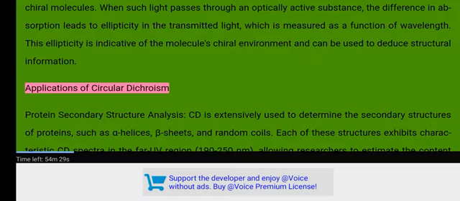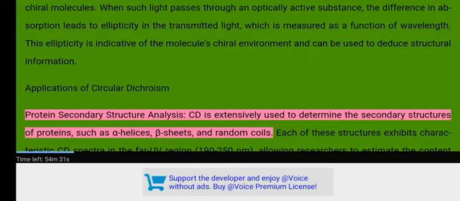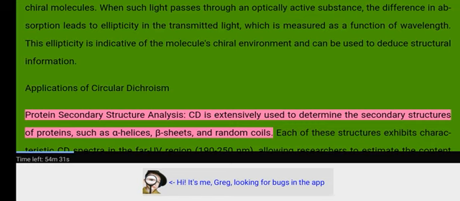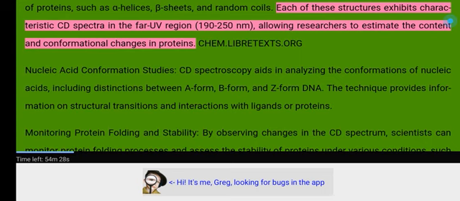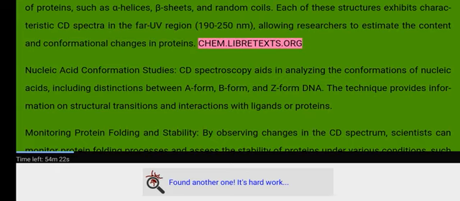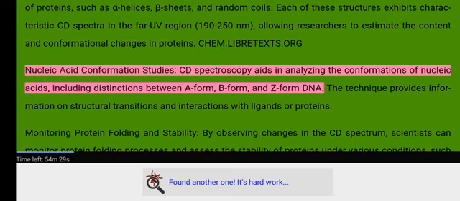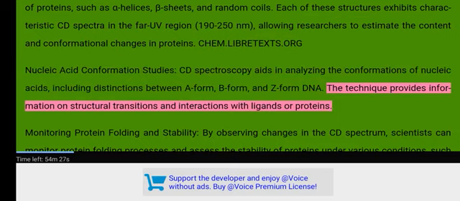Applications of circular dichroism. Protein secondary structure analysis. CD is extensively used to determine the secondary structures of proteins, such as alpha helices, beta sheets, and random coils. Each of these structures exhibits characteristic CD spectra in the far UV region, 190-250 nanometers, allowing researchers to estimate the content and conformational changes in proteins. Nucleic acid conformation studies. CD spectroscopy aids in analyzing the conformations of nucleic acids, including distinctions between A form, B form, and Z form DNA. The technique provides information on structural transitions and interactions with ligands or proteins.